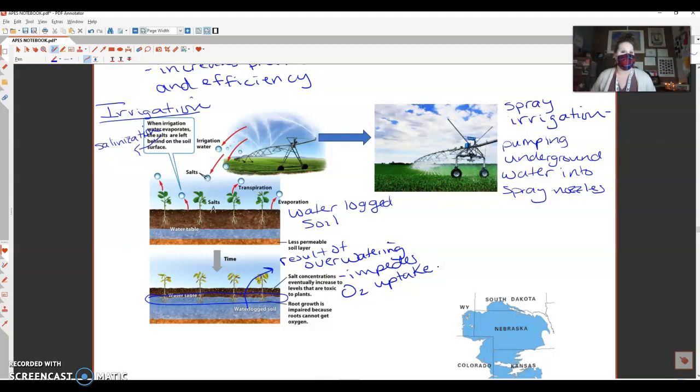So, irrigation in the United States is the largest usage of fresh water. Water, you would think, oh, well, we use most of water in the United States for drinking. No, we actually use most of the water for irrigation, for agriculture. So 70% of water usage in the U.S. is for irrigation.